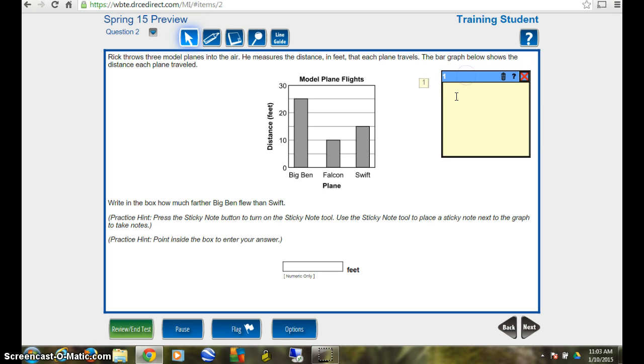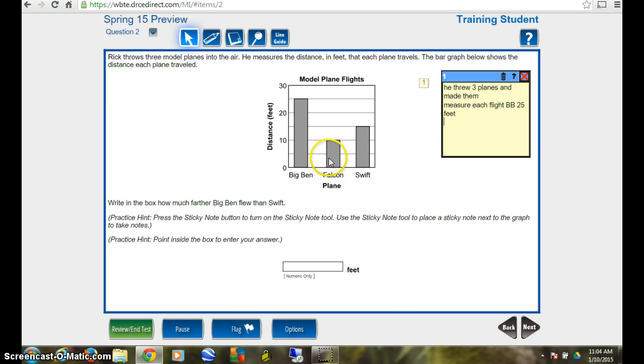And we'll put it over here. And we could take a note if we wanted to type in, he threw 3 planes and made them. He measured each flight. And if we look at this here, Big Ben traveled 5, 10, 15, 20, 25 feet. Big Ben, 25 feet. I'm taking these notes to help me understand the problem.